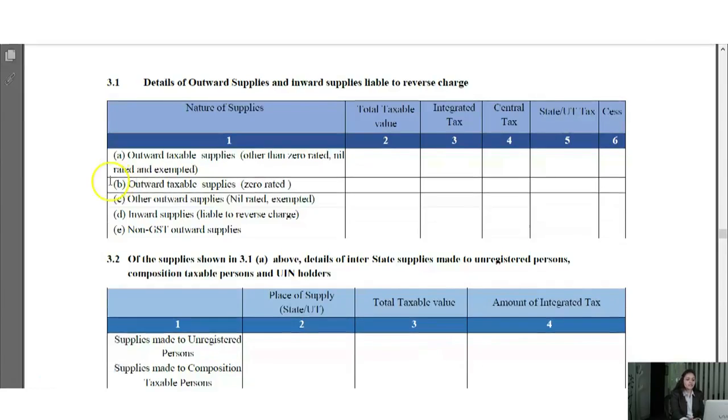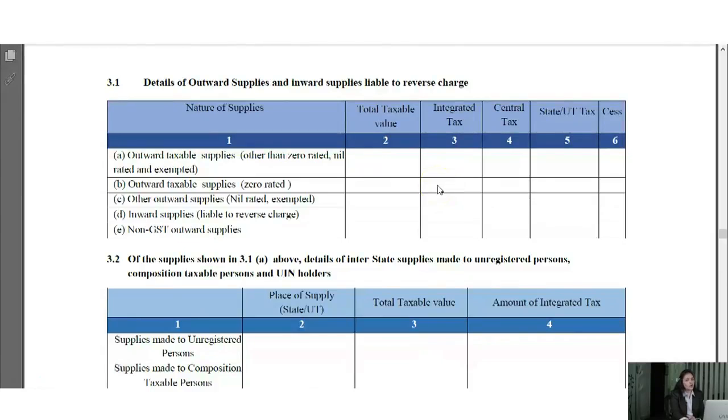Then in next point B, the user has to provide the total taxable value in respect of 0 rated supplies, that is exports. If the user has executed a bond or a letter of undertaking, then there is no requirement to mention the tax amount as the export has been made without the payment of tax.